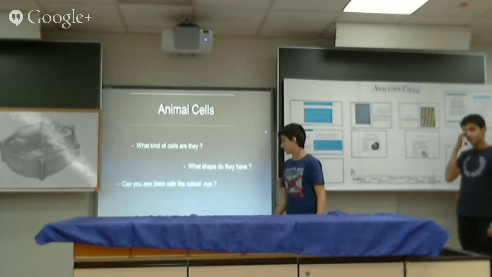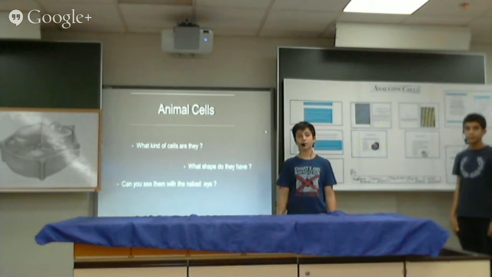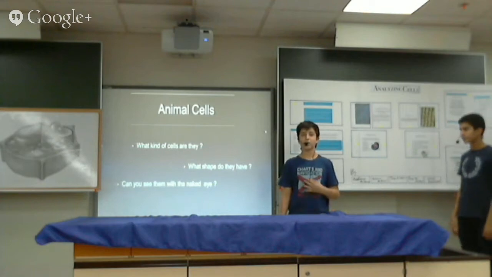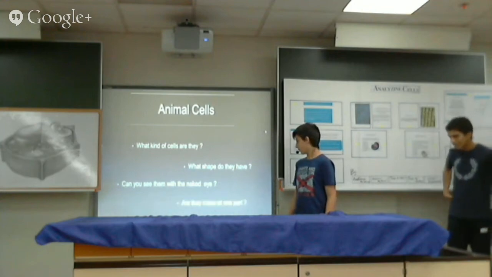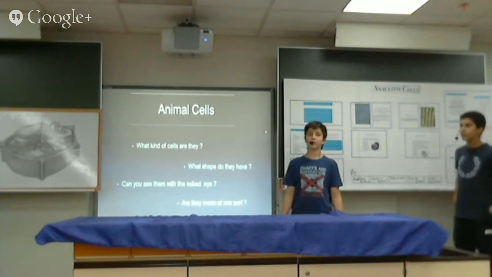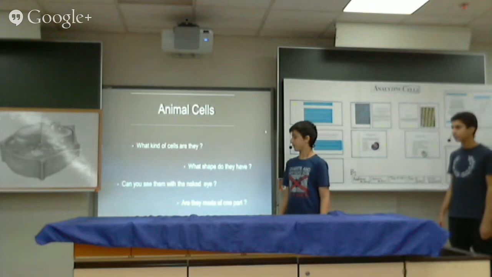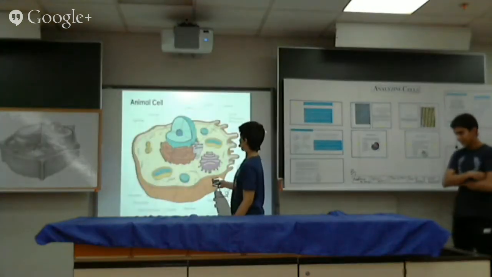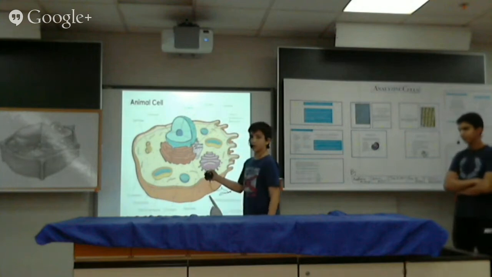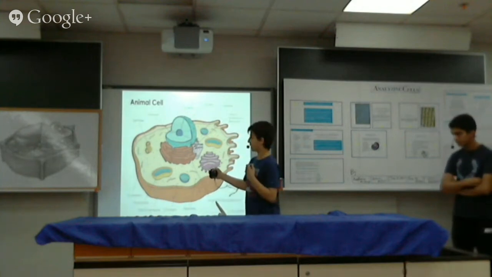Can you see them with the naked eye? No, we can't. We have to use a scanning tunneling microscope, known as STM. Are they made of one part? No, they are made of organelles. Next slide. Here's a picture of animal cells. These are the organelles we're gonna discuss later in the other slides.